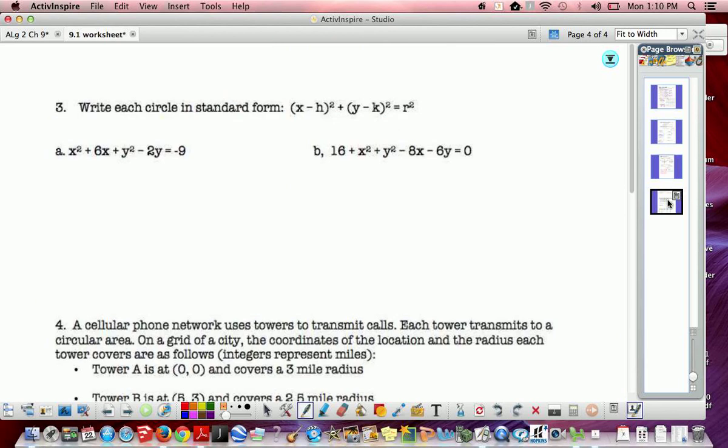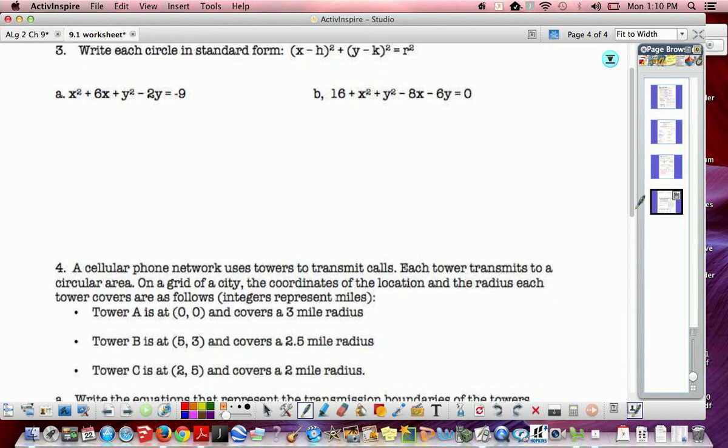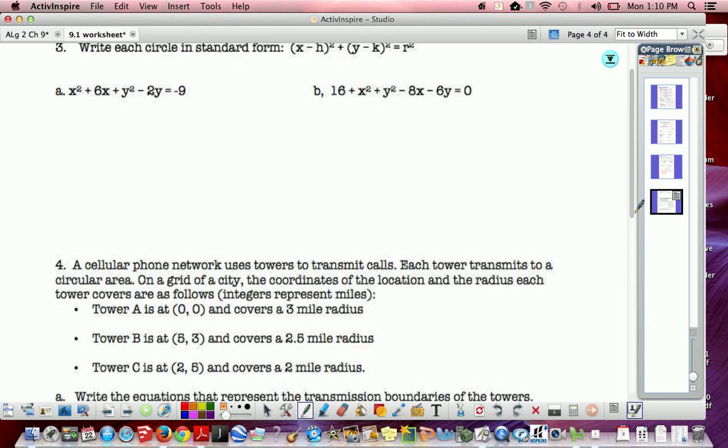Write each circle in standard form. So this is where we get to complete the square both times. So notice how the x's are together, leave a little space. The y's are together, leave a little space. Complete the square in both situations. Half of 6 is 3. 3 squared is 9. I add 9 to one side, got to add 9 to the other.